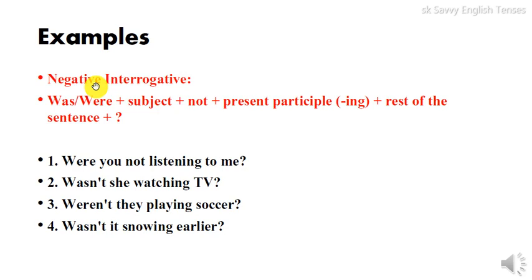And the formula is: was/were plus subject plus not plus present participle, and plus the established sentence with the sign of interrogation. And we can make sentences according to this formula.